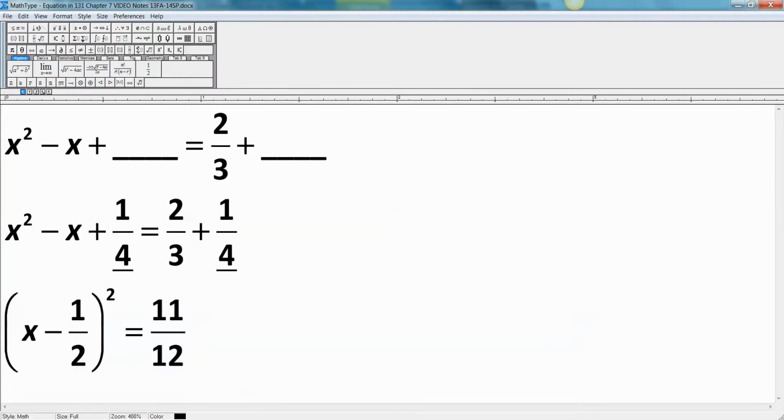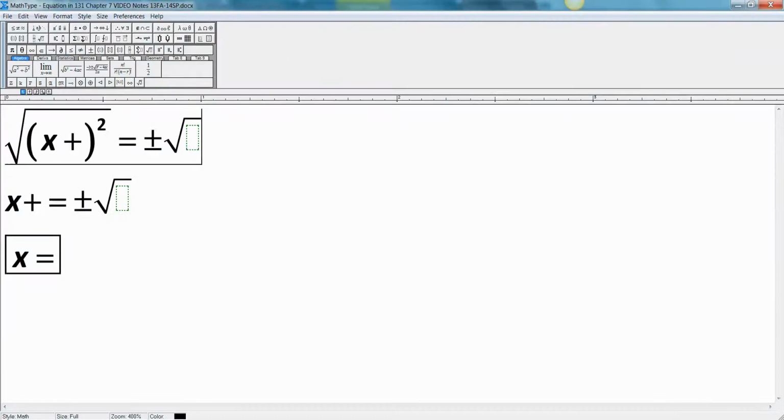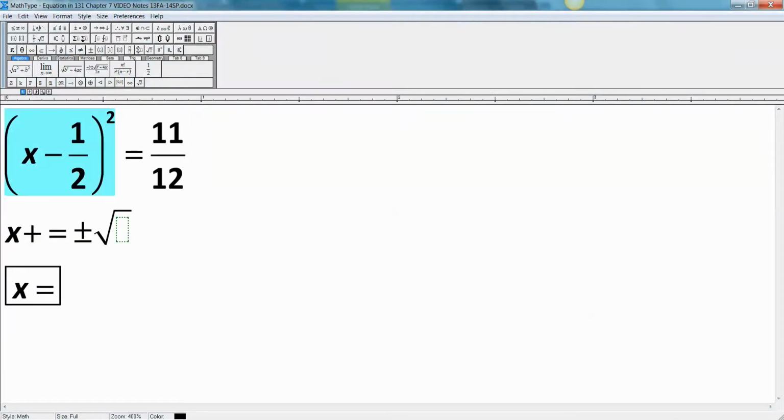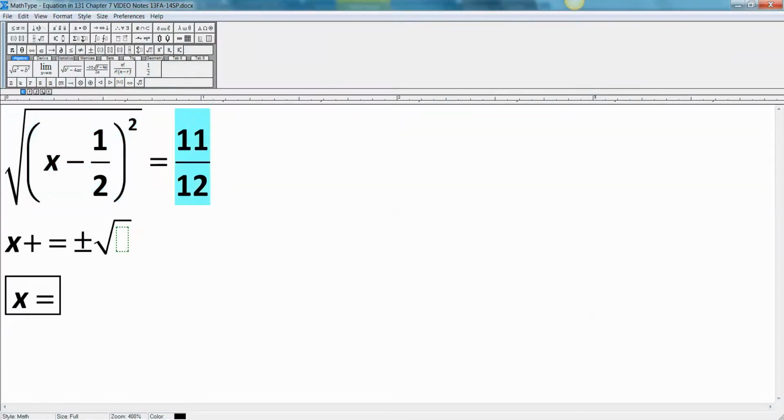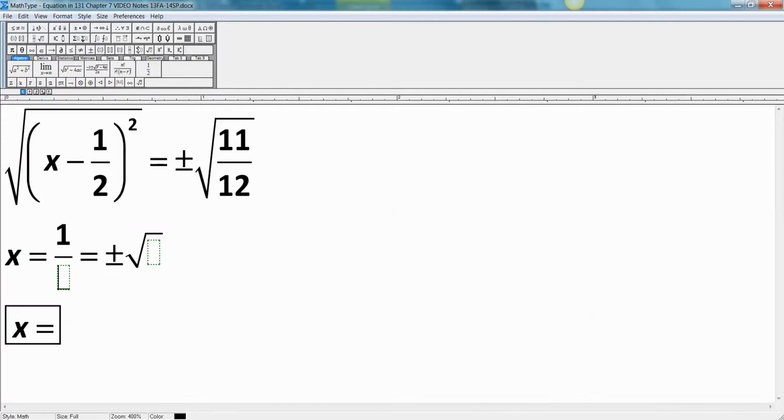11/12. All right, so now we're going to take the square root of both sides of that sucker. The whole reason for doing this was to make it so that you could take the square root of both sides. So I'm going to have the square root of the left-hand side equals the square root of the right-hand side plus or minus. And then by definition on the left, you're going to have x minus a half, because the squaring and the square root are inverse functions of each other.